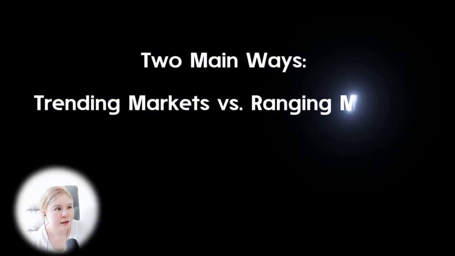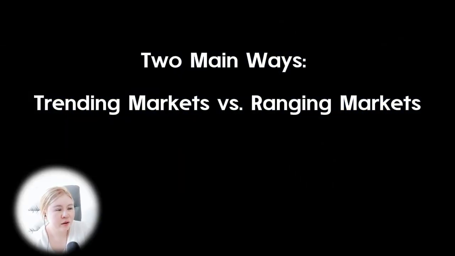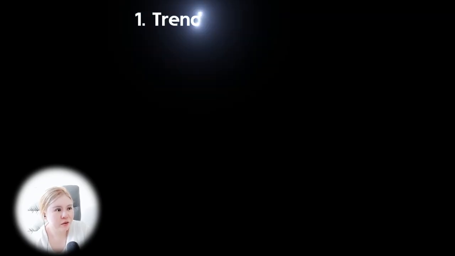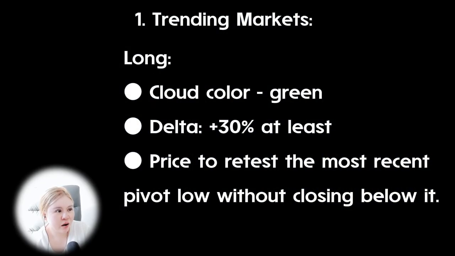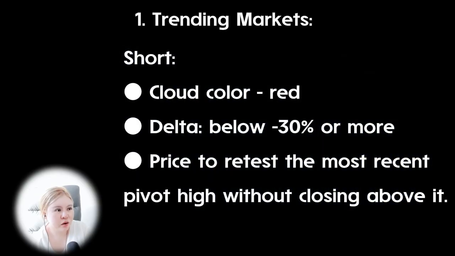So let's summarize how to trade with this indicator. There are two main ways to use this indicator depending on the market. The first one, trending markets. Check the cloud color, green for bullish, red for bearish. For long trades, only jump in during a green cloud with a delta volume of at least 30%. That shows strong buying pressure. For shorts, go for a red cloud with a delta of minus 30% or lower, strong selling pressure.